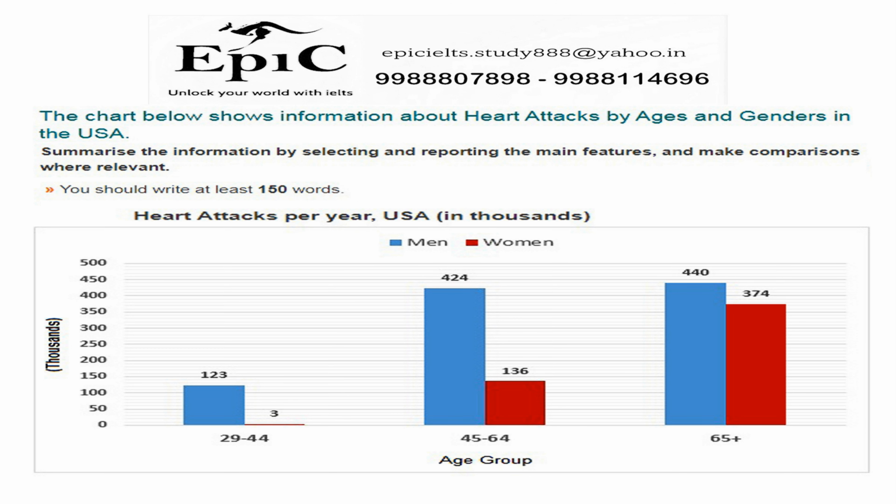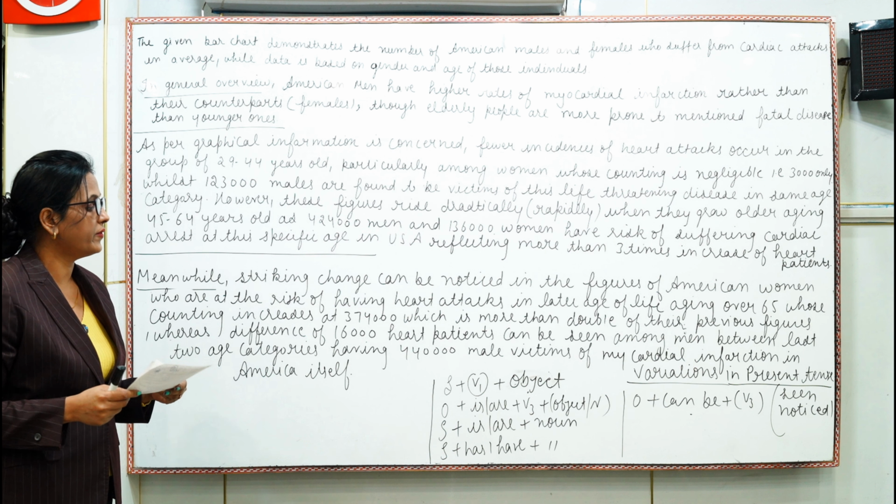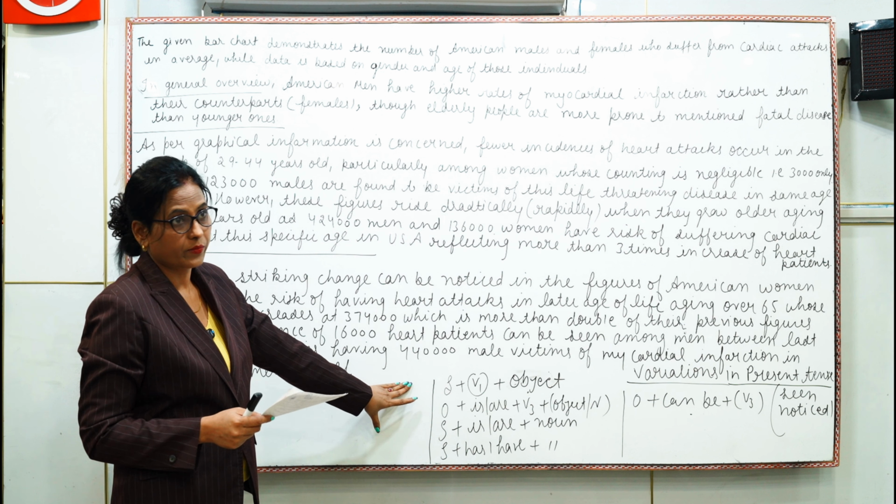The statement is: the bar chart below shows information about heart attacks by ages and gender in USA, and it must be with you virtually. That is a column bar chart. And specifically, you have to consider that the time is not given. So there is no particular timing like year 2005, 2006. No time is given, so that's why we will prefer present tense only.